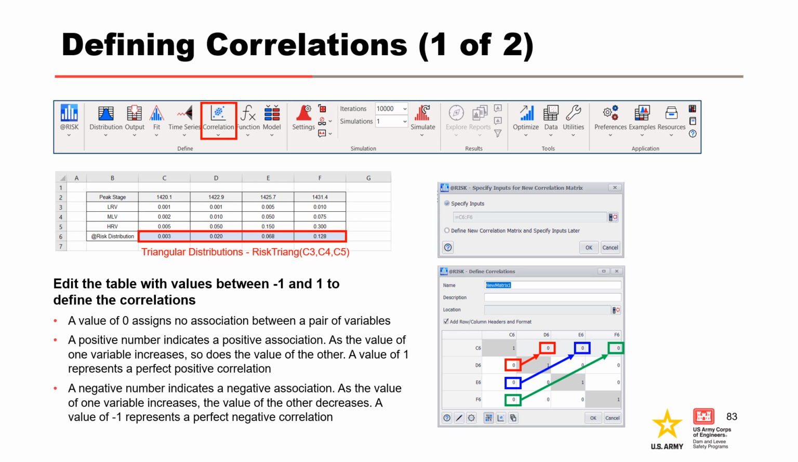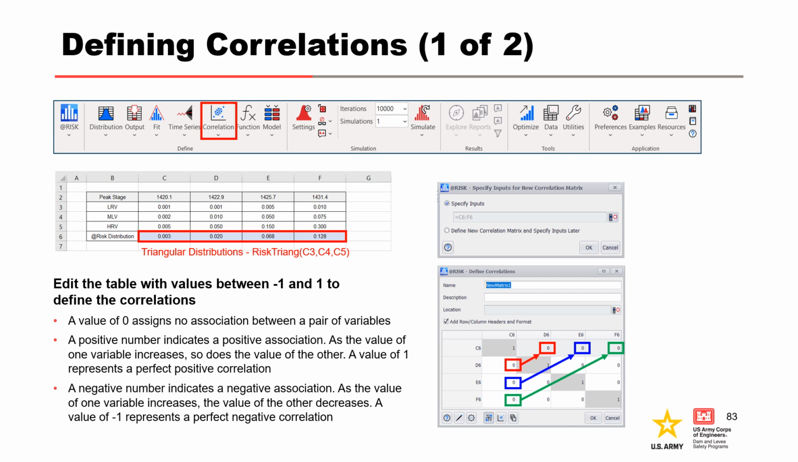If you want to correlate distributions, you will need a correlation matrix. To add one, highlight all the cells with the distributions that you want to correlate. Click Correlation from the tool ribbon, and you should see the cells you highlighted listed in the dialog box that appears under Specify Inputs. Click OK, and you can start building the correlation matrix.